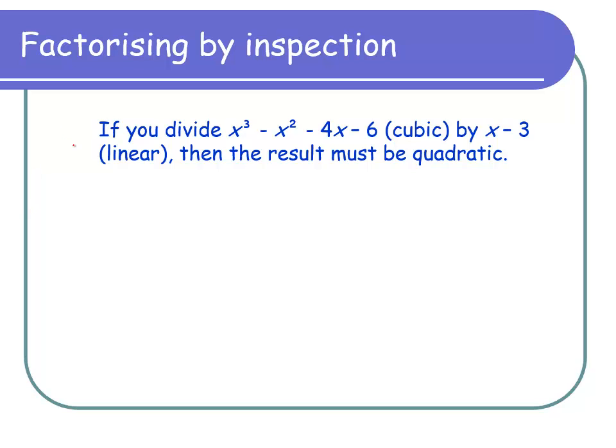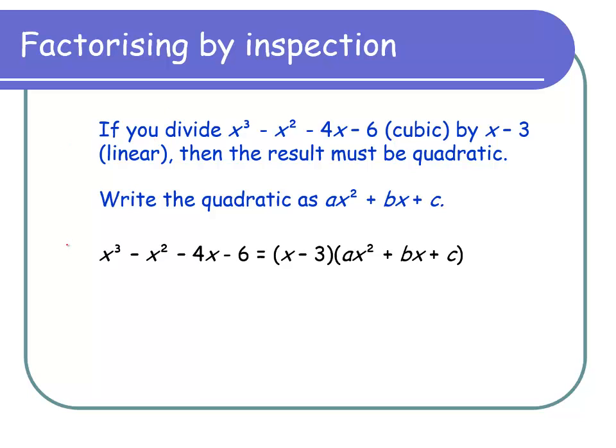If you divide this polynomial by the linear factor x minus 3, then the result has to be a quadratic, because if you were to multiply a quadratic with a linear factor, you would get a cubic polynomial. So we can write the quadratic as ax squared plus bx plus c. And because we know that the cubic must equal the linear factor multiplied by the quadratic factor, we can ascertain a few other things as well.